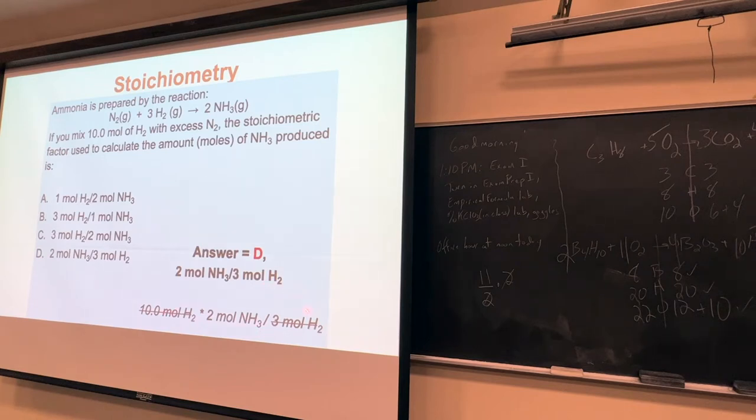So the moles of H2 here are canceled by the moles of H2 here. You're gonna be left with just moles of NH3. That's how you would calculate this. Again, these numbers right here are direct from the balanced reaction, all right? That's this 2 right there and this 3 right there. And since we're starting with H2, we want the H2 to cancel out. We'll put the 3 on the bottom, 2 moles NH3 on the top.